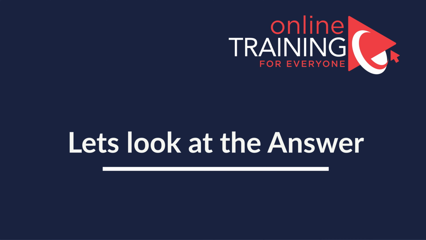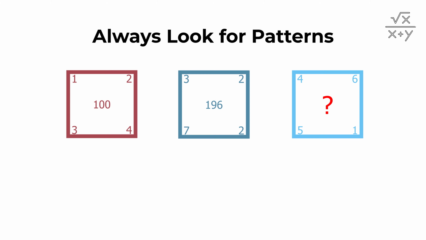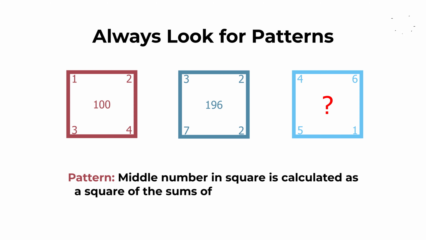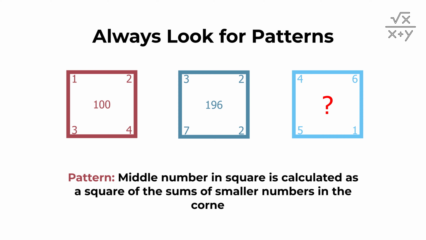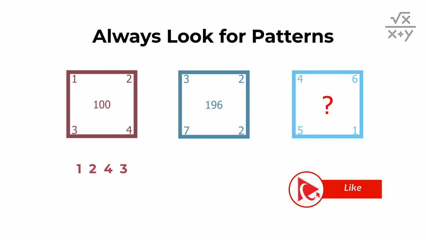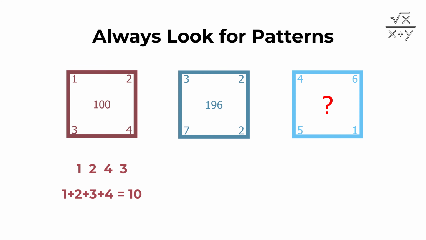As usual, to solve any challenge, my advice to you, always look for patterns. And the pattern here is that the middle number inside the square is calculated as the square of the sum of the smaller numbers in the corners. Let me explain. Let's take the brown square. We have numbers in the corners 1, 2, 4, and 3. The sum of 1, 2, 3, and 4 is 10, and 10 squared is 100, and this is how 100 was calculated.